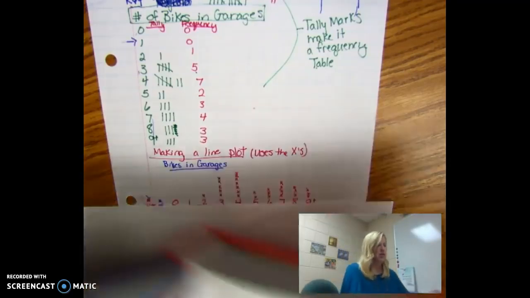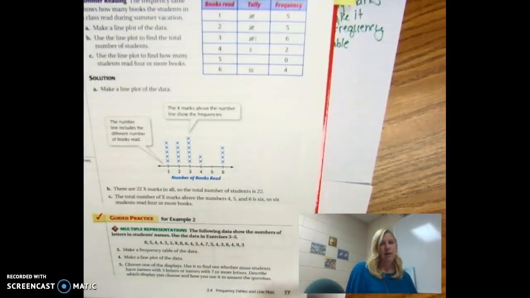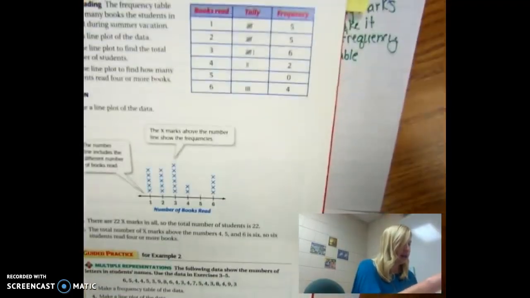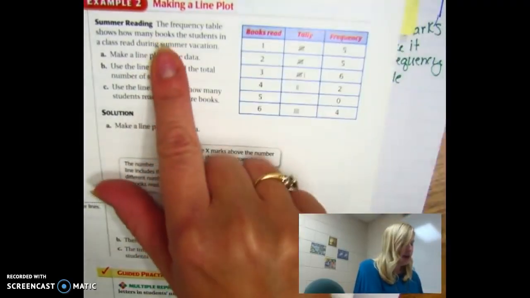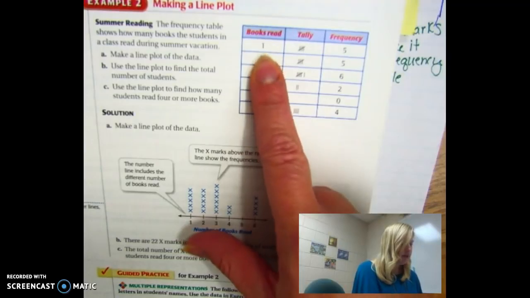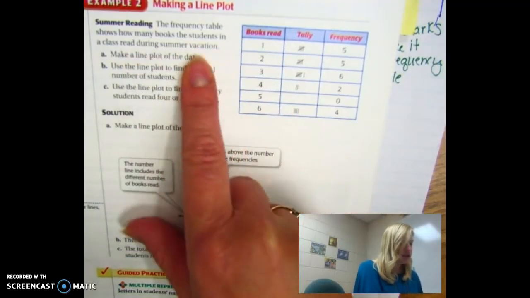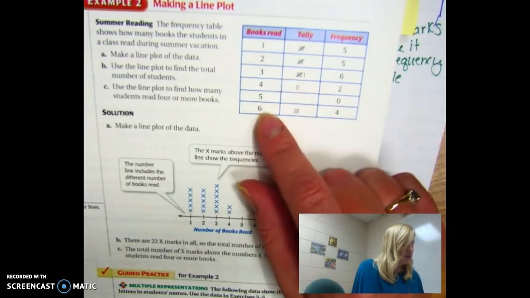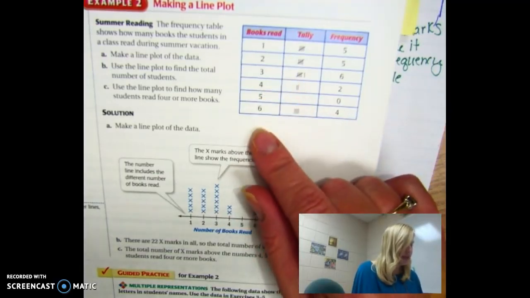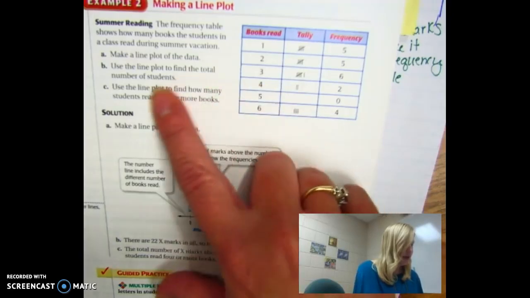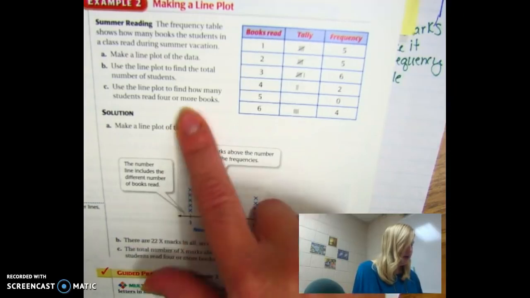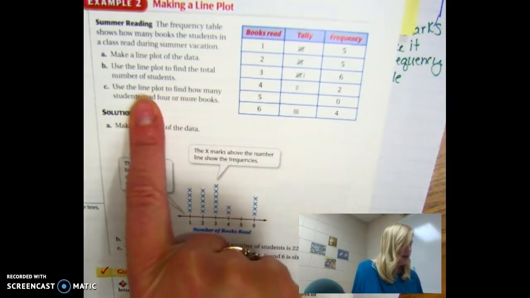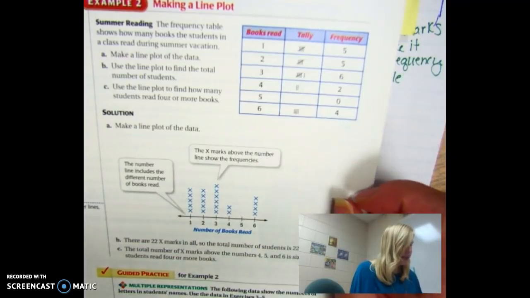So I'm going to show you in the book a couple of their good examples, making the frequency table and the line plot. Sorry, it's a little bit blurry. The frequency table shows how many books students in a class read during summer vacation. So we're going to make a line plot of the data, and then we're going to use the line plot to find the total number of students, and use the plot to find how many students read 4 or more books.